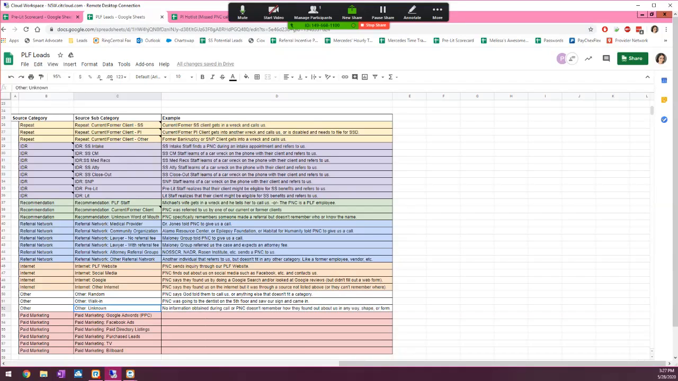And then lastly, we've got other unknown. So this is if we don't get information from the lead, or even if the lead doesn't know how they heard about us, then this is what we would categorize them under. Sometimes, if you're doing a PNC phone call and you forget to ask them about the referral source or how they heard of the Packard Law Firm, then you can categorize them under this. But sometimes even the PNC doesn't know how they heard about us. They just heard about us some random way, but they can't remember how.